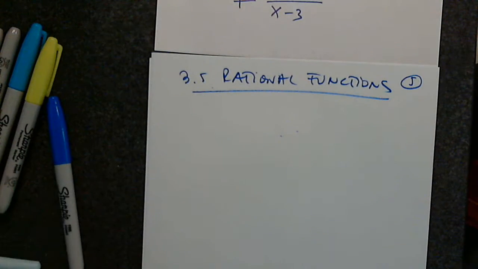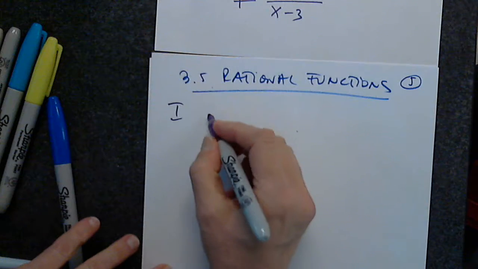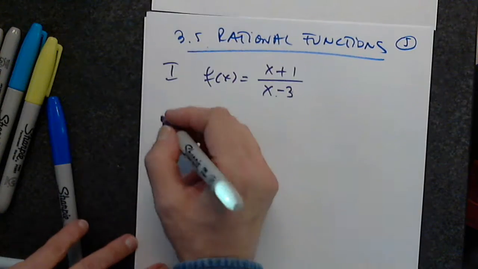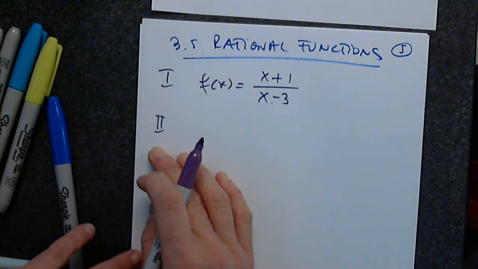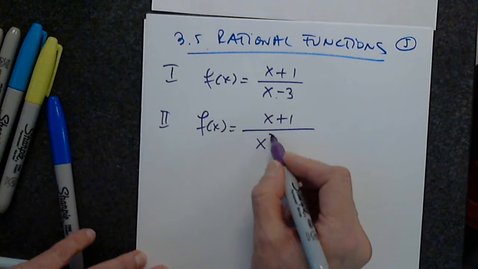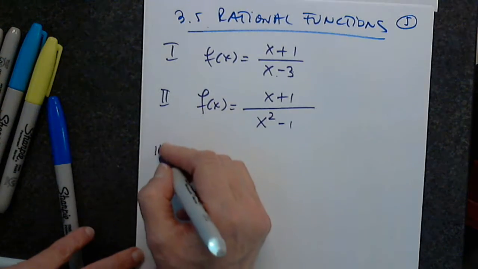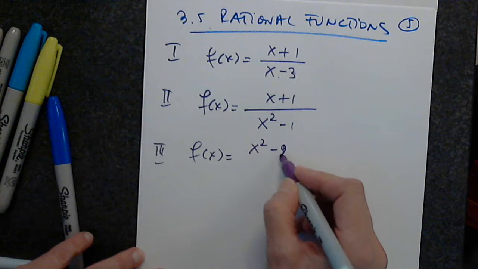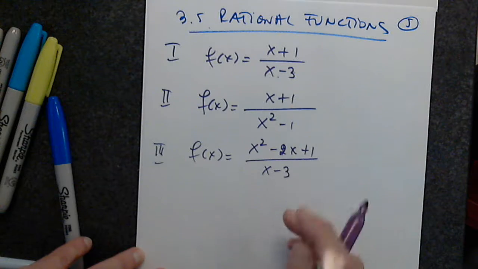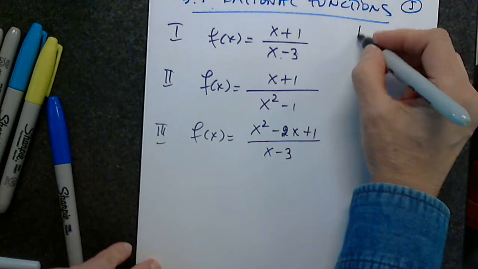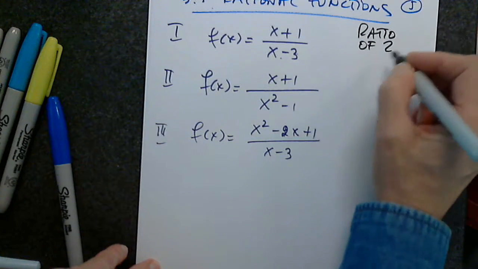Rational functions are of 3 types. Type 1, like f of x equals x plus 1 divided by x minus 3. Type 2, like f of x equals x plus 1 divided by x squared minus 1. And type 3, like f of x equals x squared minus 2x plus 1 over x minus 3. So rational functions are nothing else but ratios of 2 polynomials. A rational function is a ratio of 2 polynomials.